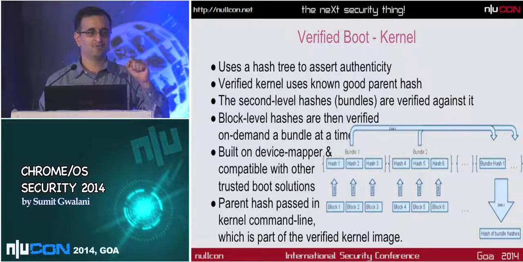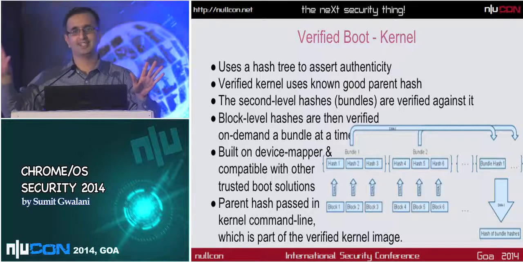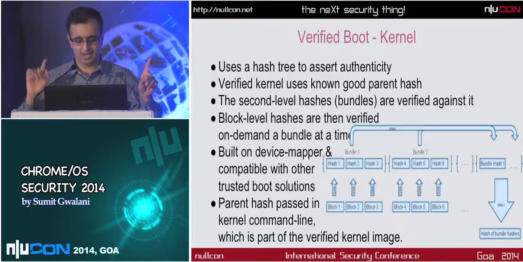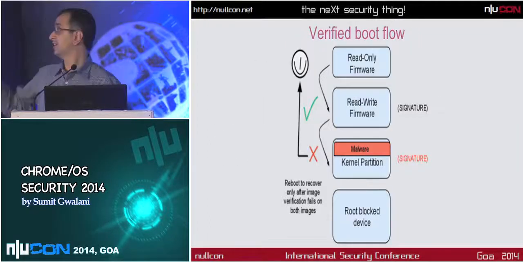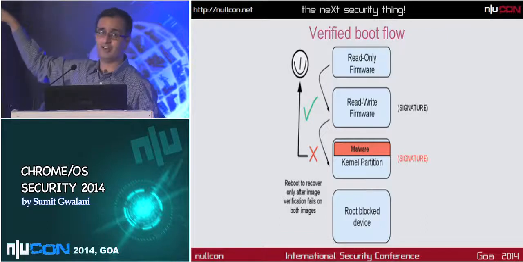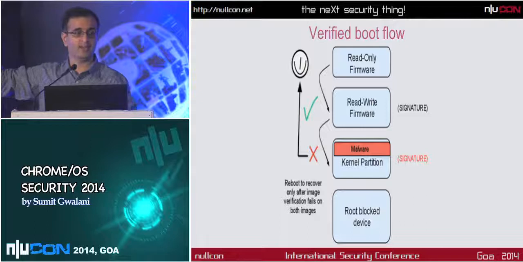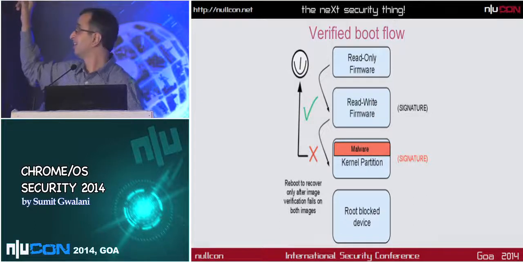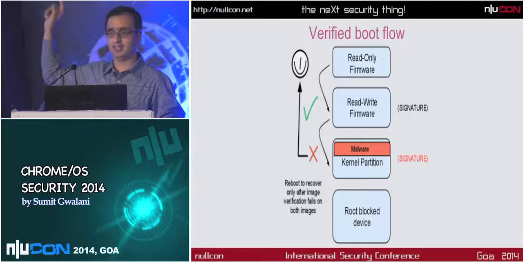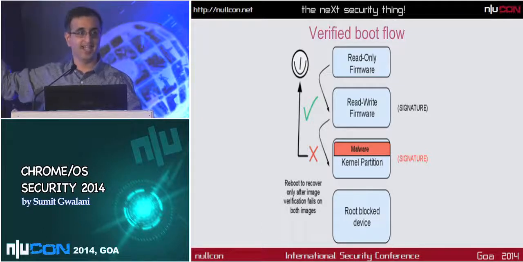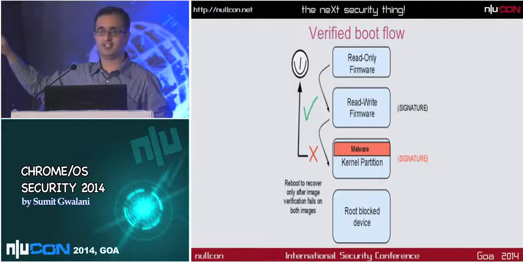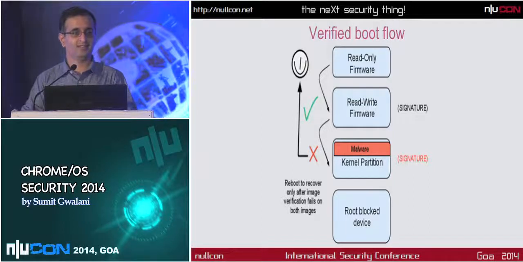Now, how do you boot in less than 10 seconds and still do all these signature checks? Just to give you an idea, taking a slide back, the signature check from the read-only firmware to the read-write firmware uses an 8192-bit RSA key. The one from the read-write firmware to the kernel partition is a 4096-bit RSA key. And the one from the kernel partition to the root block device is a 2048-bit RSA key. So we are dealing with huge keys, and we need to ensure that even with such high key sizes, we are still fast enough for the boot to take less than 10 seconds.